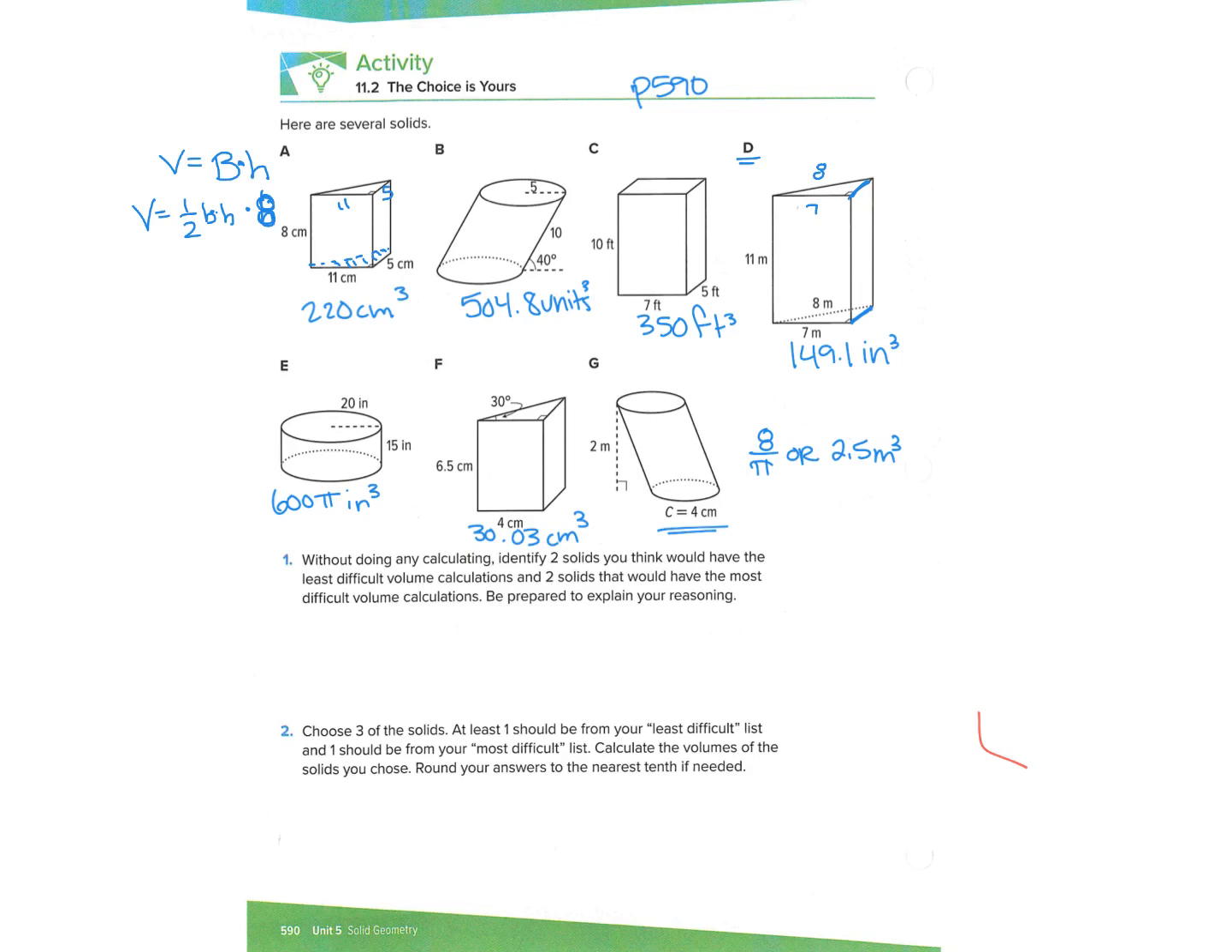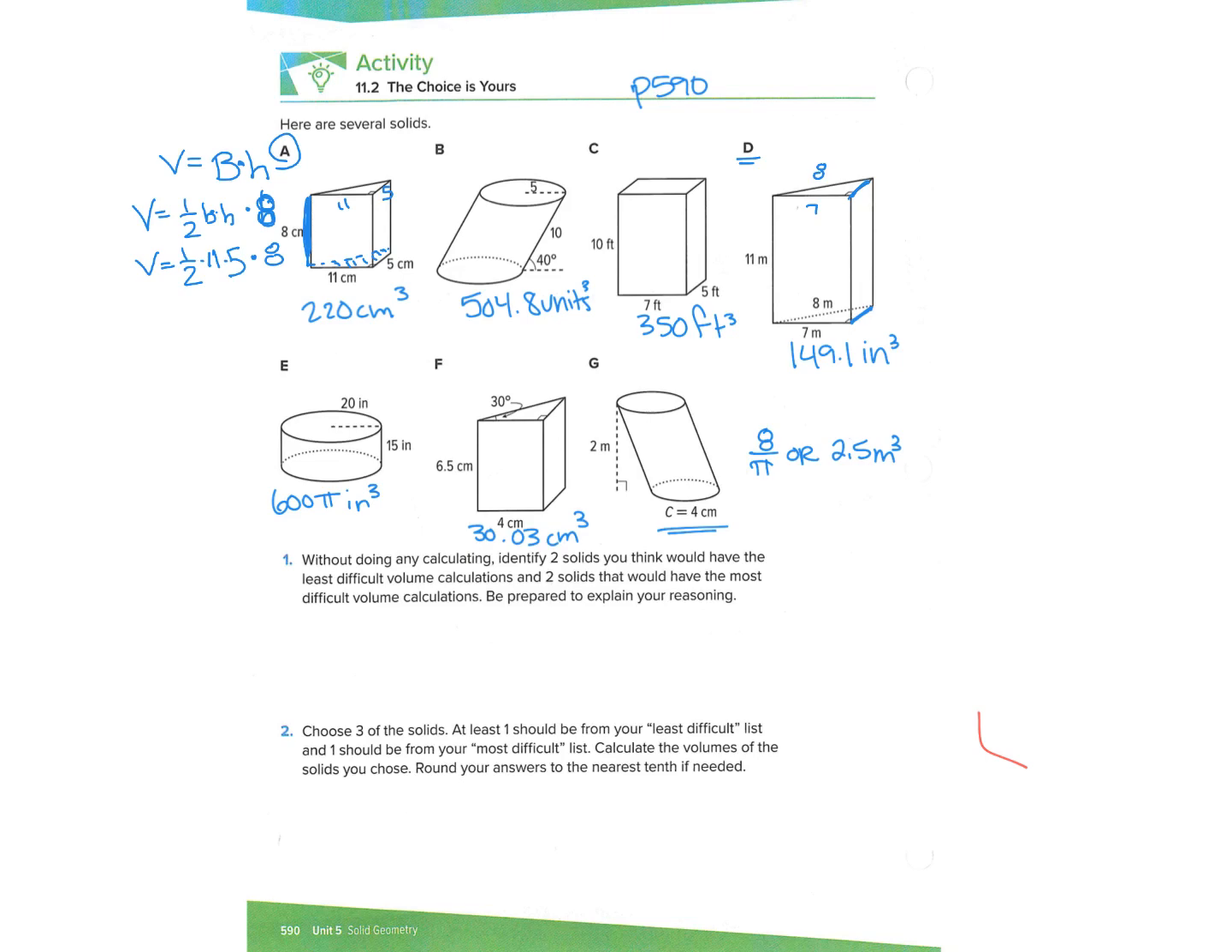Coming back to A, all the numbers I need are here. My volume is 1/2. My triangle's base, we'll call it the 11, although it doesn't really matter. The triangle's height, we'll call it the 5. And then the height of my entire stack of triangles is 8 centimeters tall.